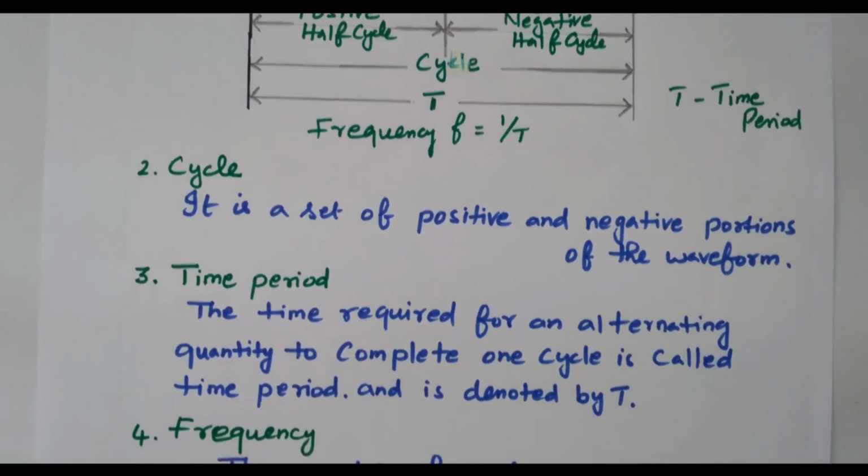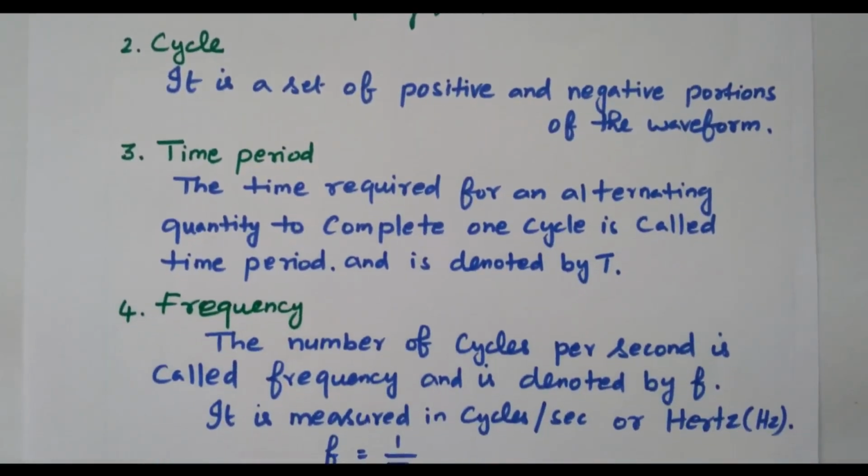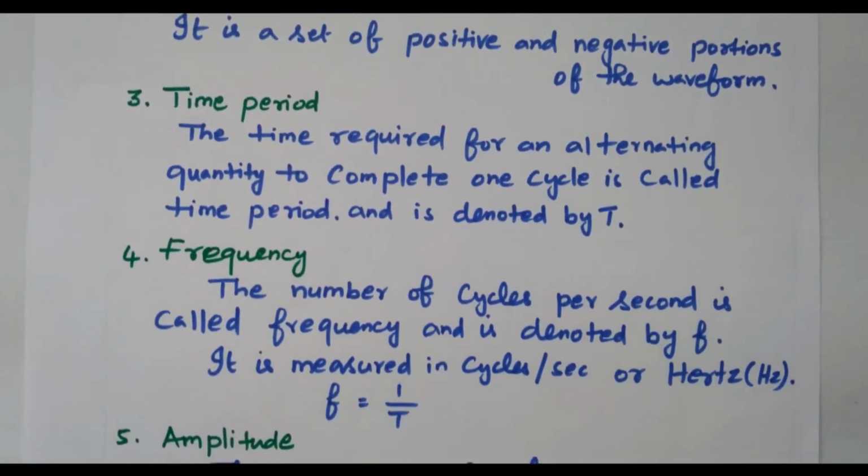Then we'll go to the frequency. Frequency is nothing but 1 divided by T. The number of cycles per second is called frequency. So cycle means positive and negative, so completing one positive and negative per second. Within a second, how many cycles are completed is called frequency. It is denoted by F. The unit is cycles per second, or hertz. F equals 1 divided by T.